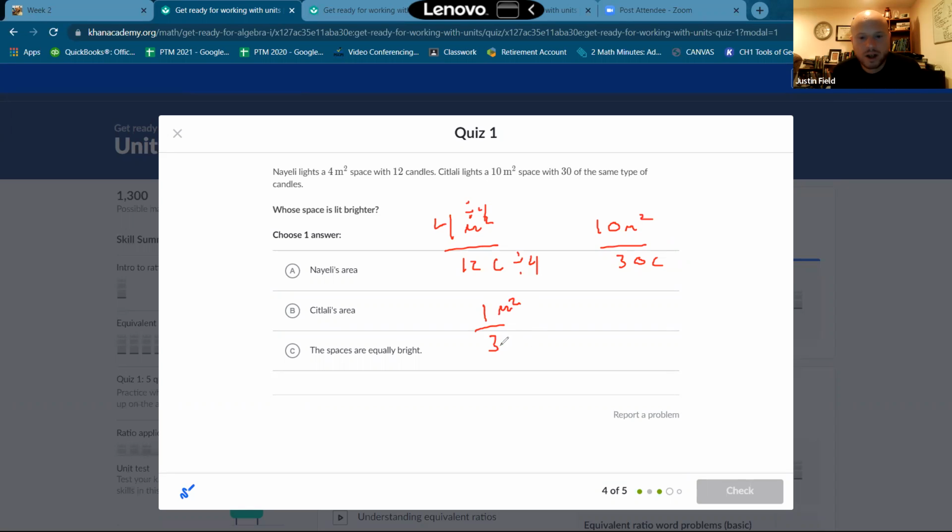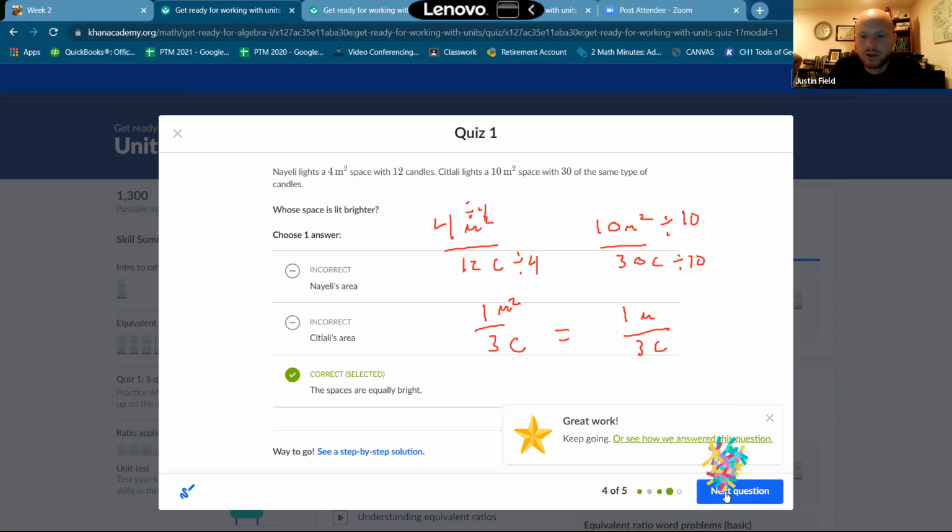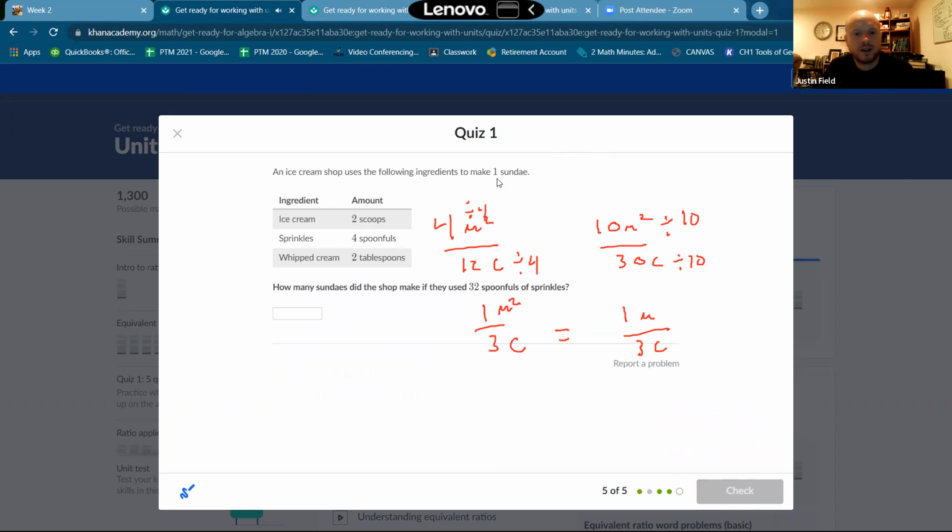1 meter has 3 candles. Yep, so every meter has 3 candles. So I wonder, can we get this one down to 1? We can. If we divide the top and the bottom by 10, we get 1 meter and 3 candles. So we can see they're equal. Amazing. They're equally bright.